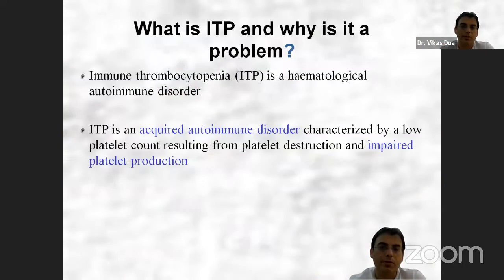So friends, before we move on to the management, let's see what exactly ITP is. ITP or immune thrombocytopenia is an immunological autoimmune disorder. It's an acquired autoimmune disorder characterized by low platelet count resulting from platelet destruction and impaired platelet production. There was a time when we used to think that in ITP there is just a destructive process happening. That means the platelets are being formed and when they enter into the circulation, there is some destruction going on. That means there are some antibodies which are eating up these platelets.